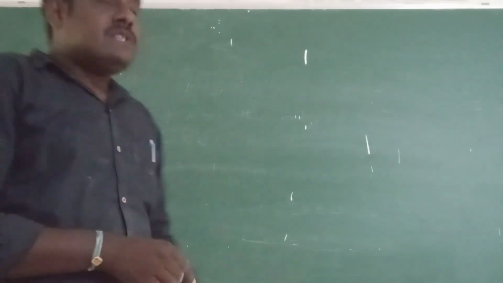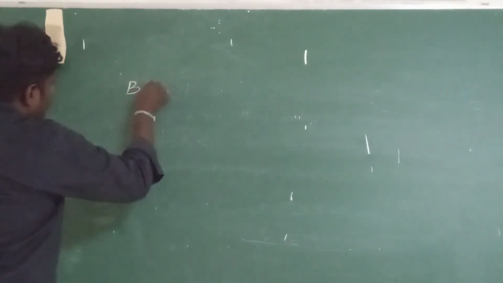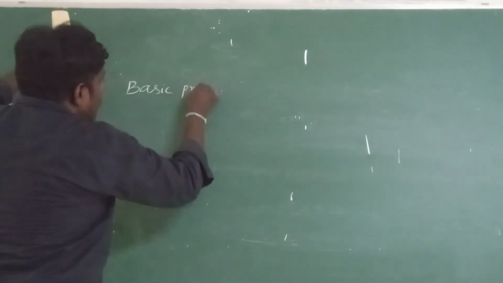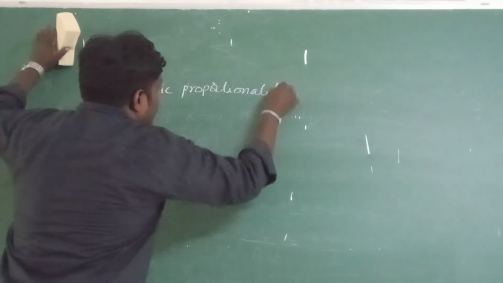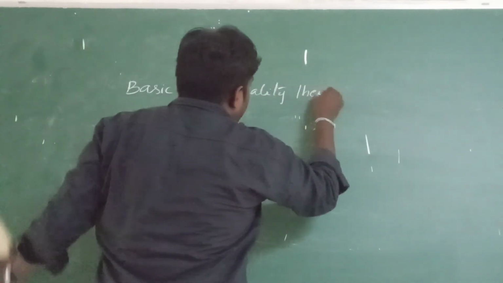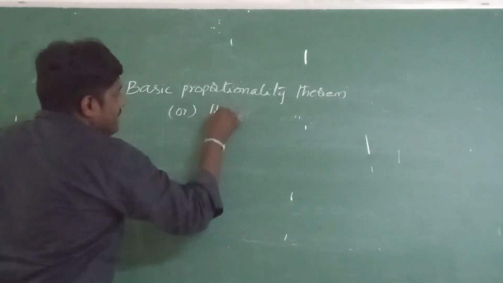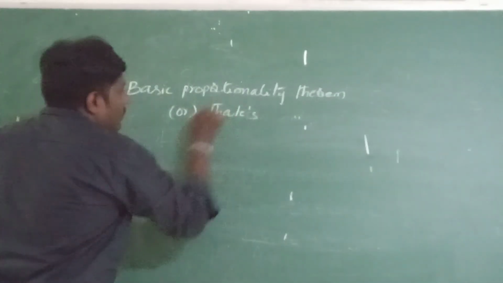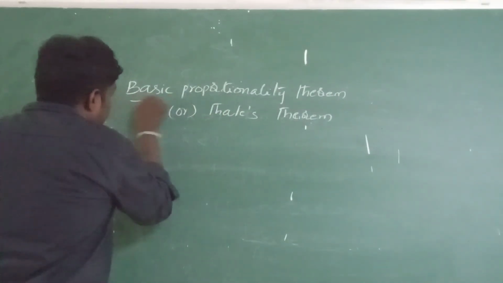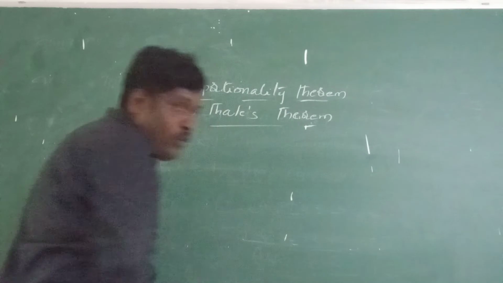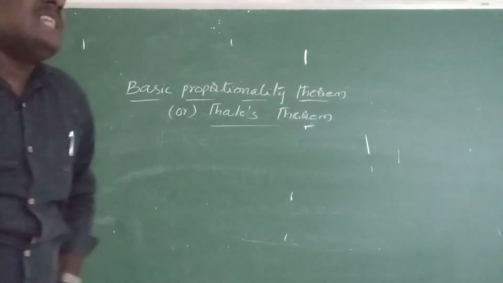The next one is one more theorem, the basic proportionality theorem. It is also called Thales theorem. It is simply called the BPT theorem also.